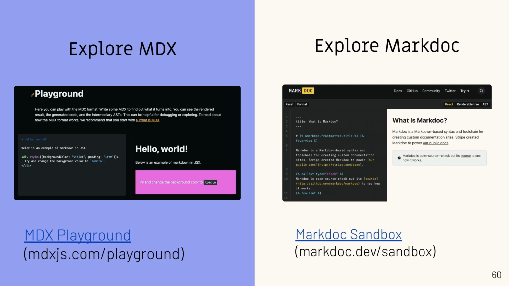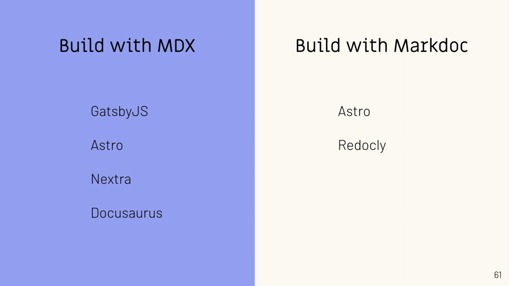So you can tinker with the elements, see what renders, see what happens when it breaks. So that's a good way to go explore without having to set it up yourself. If you're ready to build with them, then a lot of tools have MDX baked into it already, and some have Markdoc. So Astro has support for Markdoc.